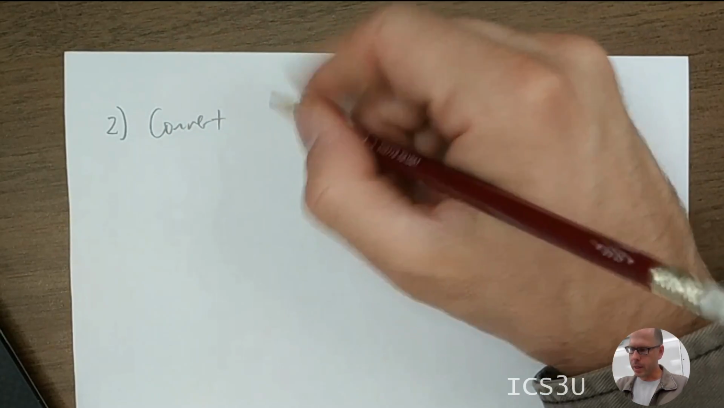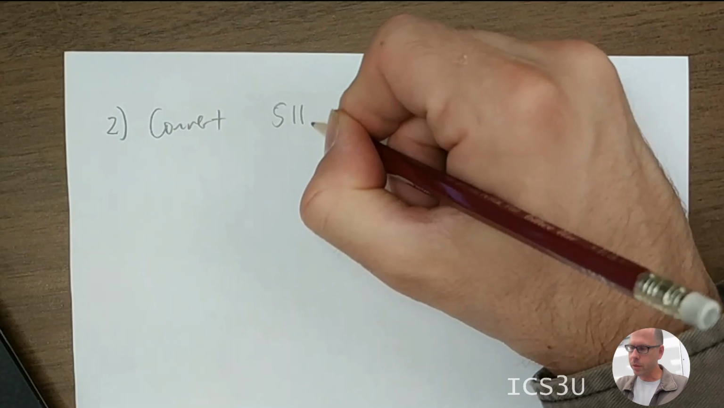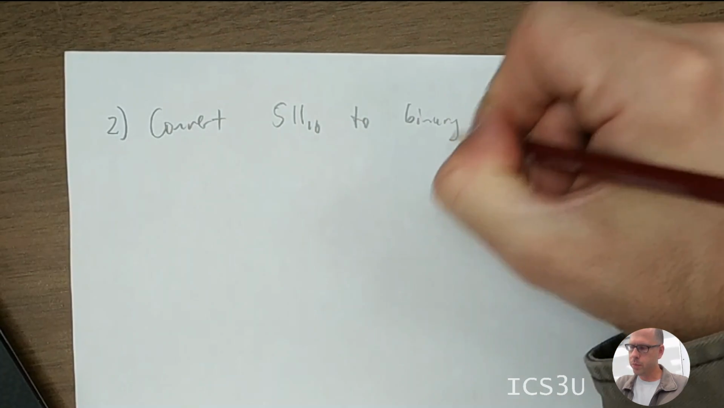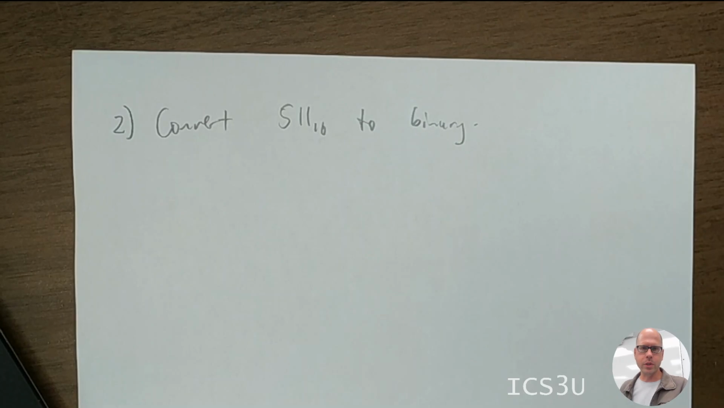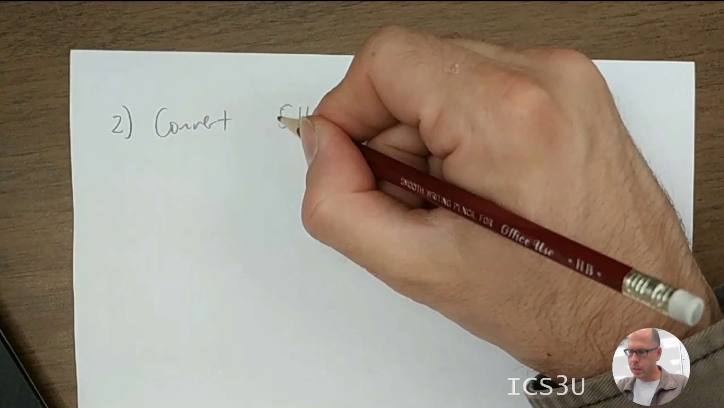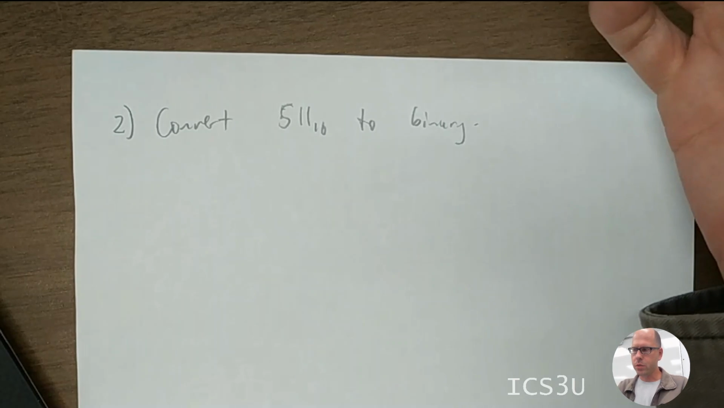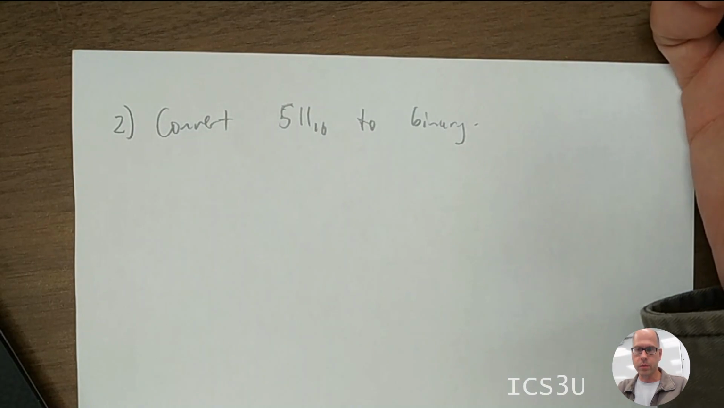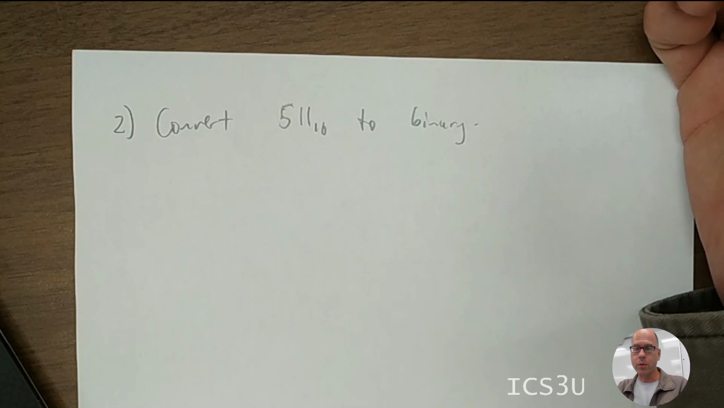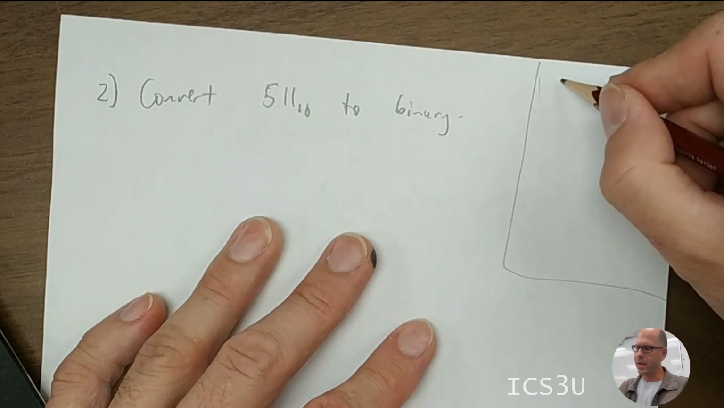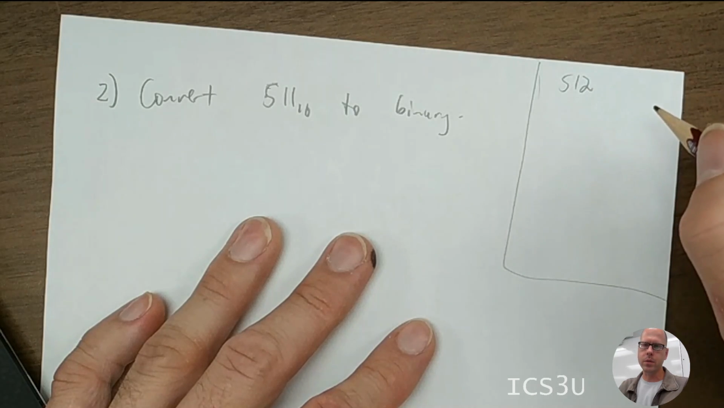Let's do this. 511 base 10 to binary. So this is going to be a bit of a doozy because I want you to notice 511 is just one shy of 512. And 512 is a power of 2. If it was 512, let's just do this inside here. So let's say that we had to convert 512 to binary.